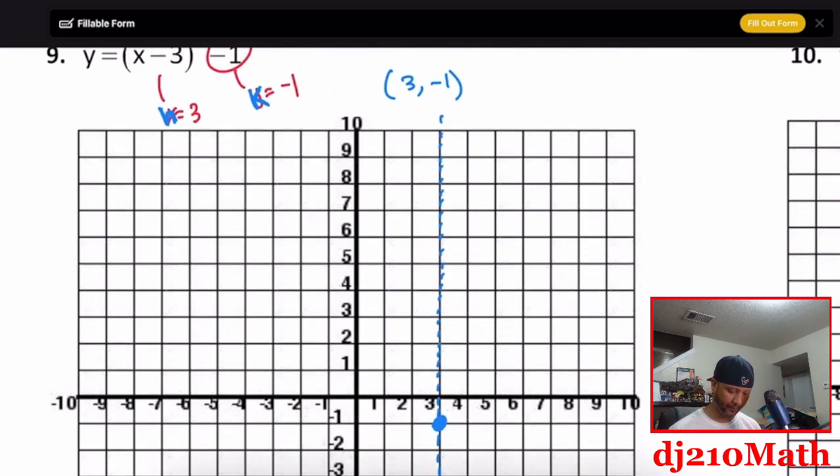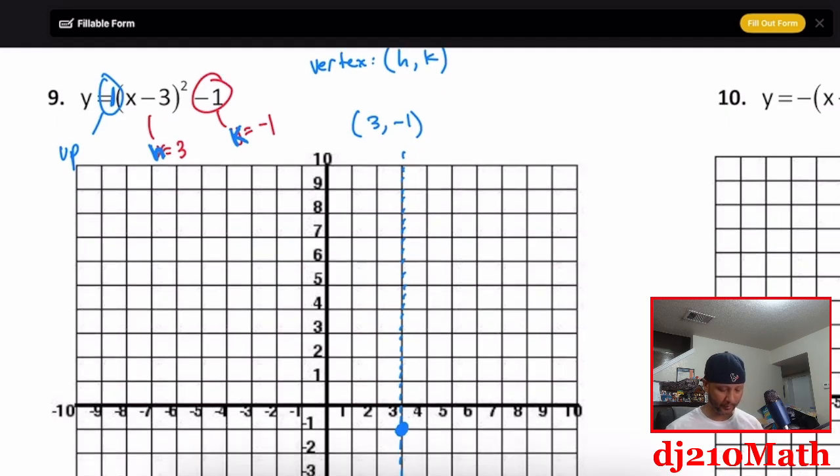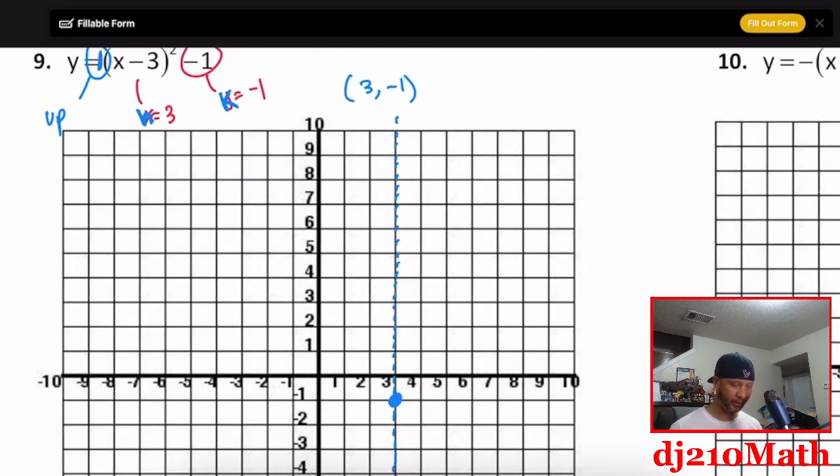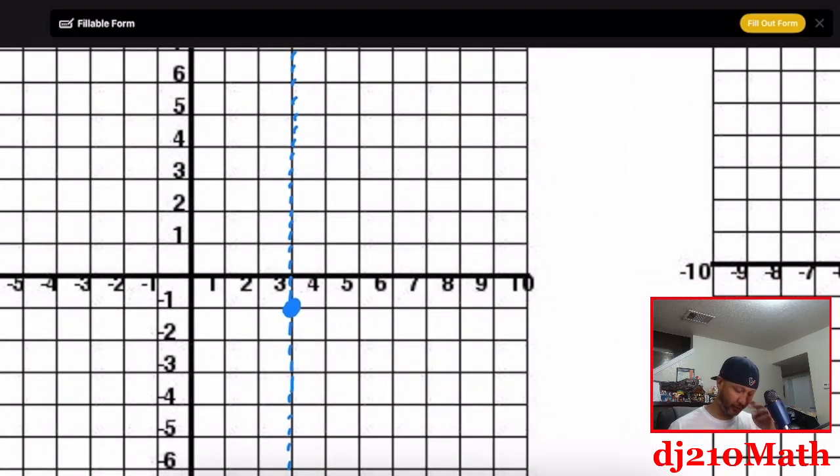Not only that, I know that the a value in front is 1, so this means it opens up. Okay, that's cool. A is 1. So after we really haven't done any math yet, right? I haven't added anything, subtracted anything. But if we figure out the next points, we can. So if I go over 1 times a, so over 1, up 1.